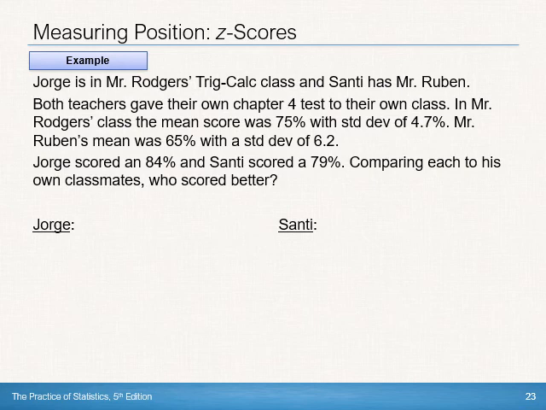All right, so Jorge, who was in Mr. Rogers' class, got an 84%, and Santi, who was in Mr. Rubin's class, got a 79%. So compare each of those two students' scores to their own classmates. Who did better? Now, clearly, Jorge got an 84, and Santi got a 79, but relatively speaking to their own classmates in their own classes, who did better? And so what we want to do here is look at z-scores. So calculate each of their z-scores.